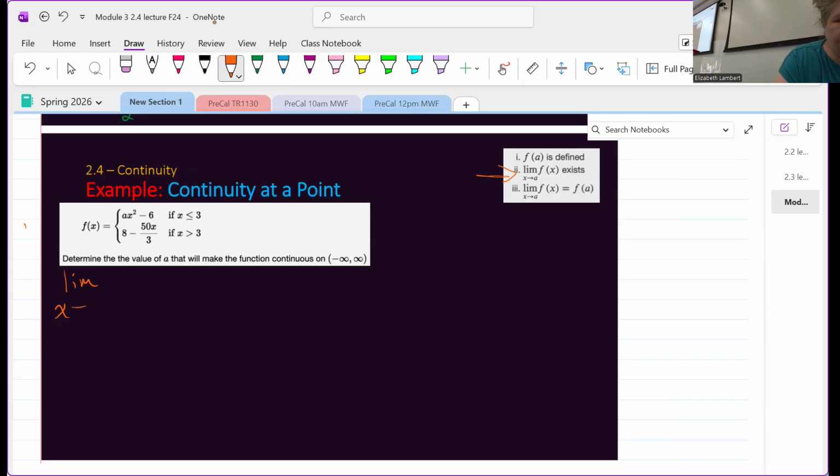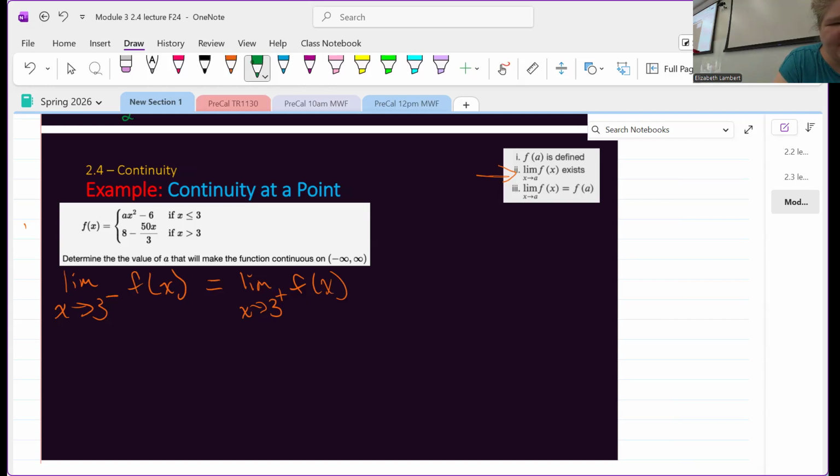So the limit as x approaches our boundary point, which is 3. So I want to look on the left side, and I want to make sure that equals the limit on the right side. So I'm trying to force continuity. So I want this setup to be true. I want the limit to exist. So I want the left limit to equal the right limit.